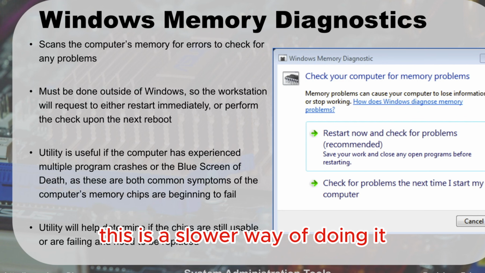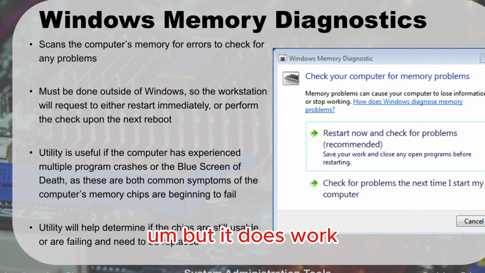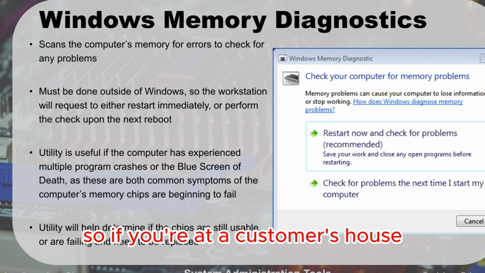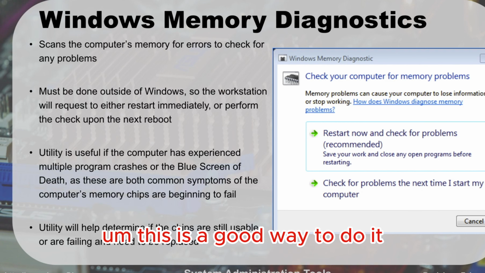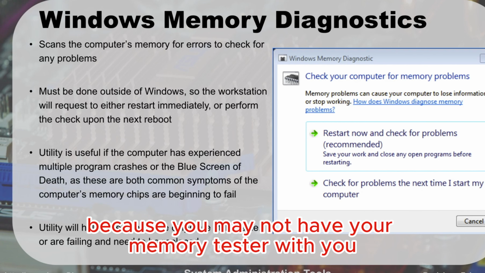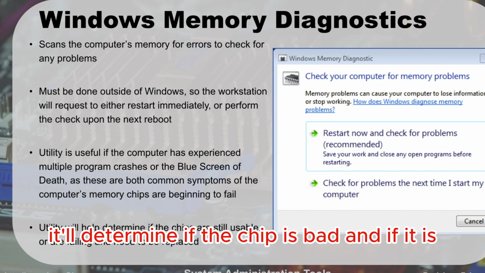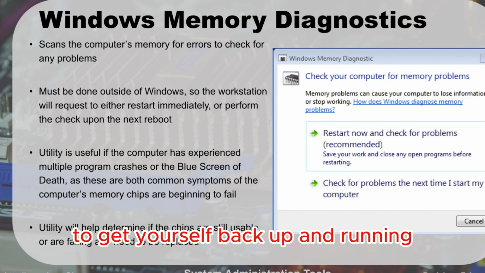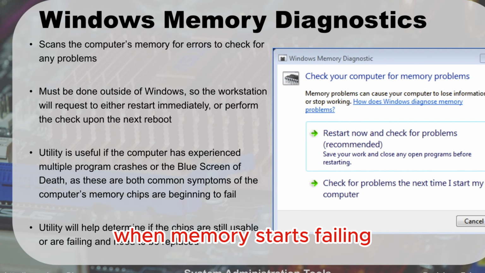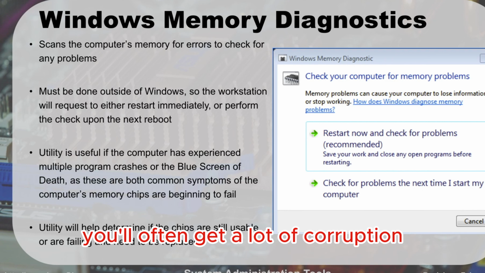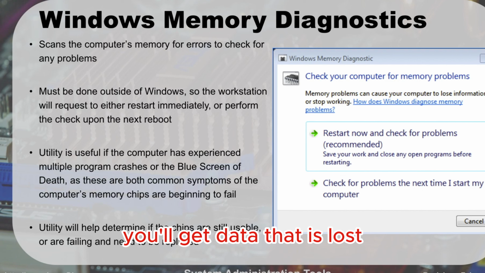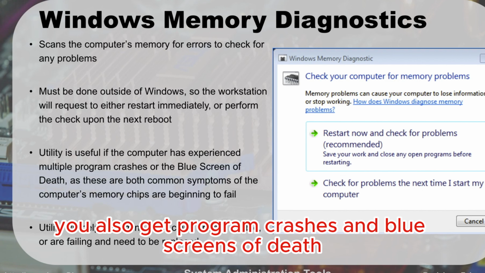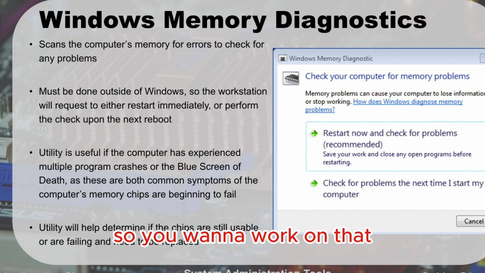This is a slower way of doing it, but it does work and it's free and available inside of Windows. So if you're at a customer's house, this is a good way to do it because you may not have your memory tester with you. It'll determine if the chip is bad, and if it is, you'll want to replace that chip to get yourself back up and running. When memory starts failing, you'll often get a lot of corruption. You'll get data that is lost. You'll also get program crashes and blue screens of death, so you'll want to work on that.